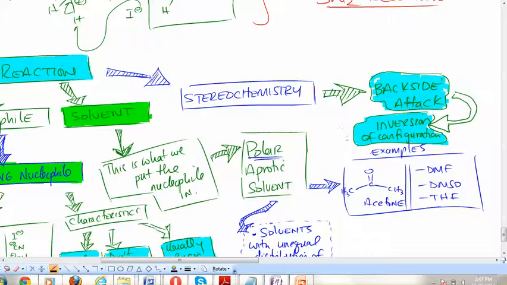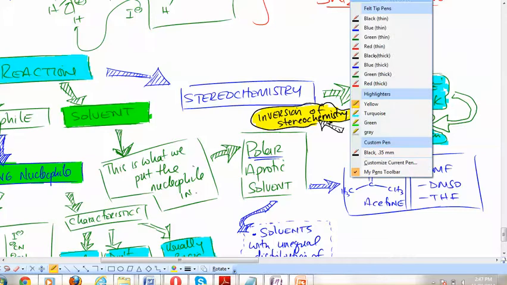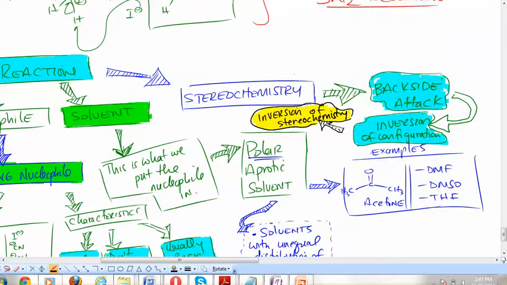Now it turns out that the inversion of configuration can lead to an inversion of stereochemistry, but it's not guaranteed. So it's possible that from the inversion of configuration we can end up with an inversion of stereochemistry, but it's not guaranteed. Right? And we'll take a look at an example.